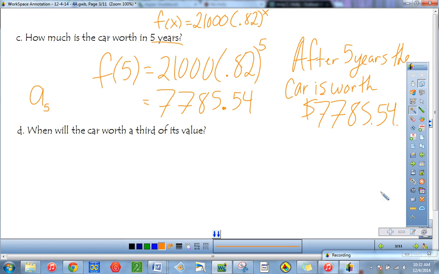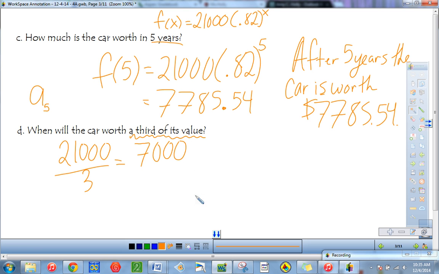I know. When is the car worth a third of its value? What is a third of its value? What was its initial value? 21,000. Divide this by 3. 21 divided by 3 is 7, and we tack on 3 zeros there. So when is it going to be worth $7,000? What do you need to do?